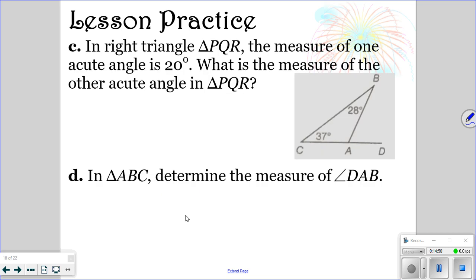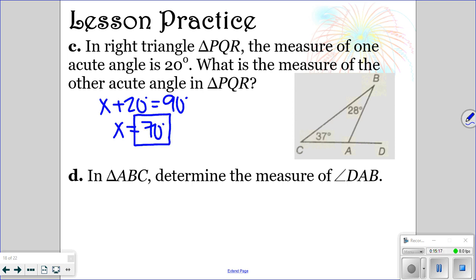So let's see if y'all can try these two. And then once you're finished, unpause the video and I'll go over them. In our right triangle PQR, one acute angle is 20. The other acute angle, well, we know that the two acute angles have to add up to 90. So one acute angle plus the other one, which is 20, has to equal 90 degrees. So x would have to be 70 degrees. We know they have to be complementary. So if one is 20, the other one is 70.